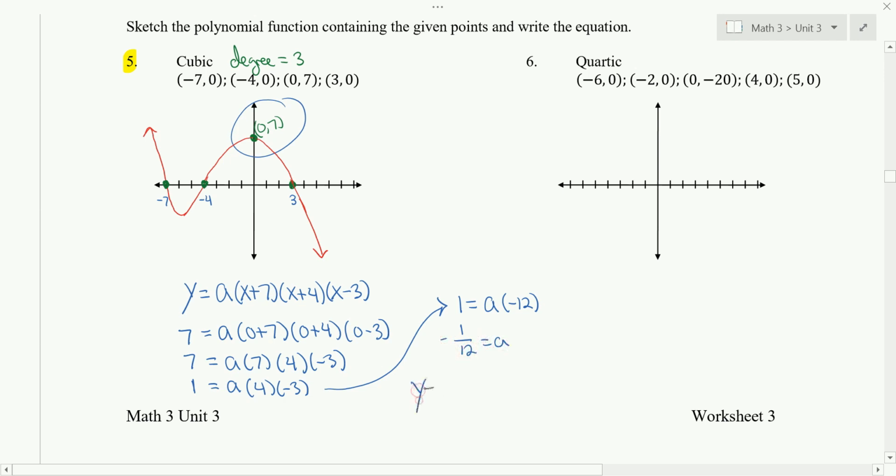So my equation is y equals negative 1 over 12 times x plus 7 times x plus 4 times x minus 3. And it doesn't matter what order you put these factors in. There we have it.